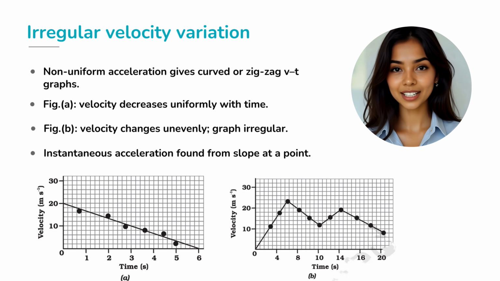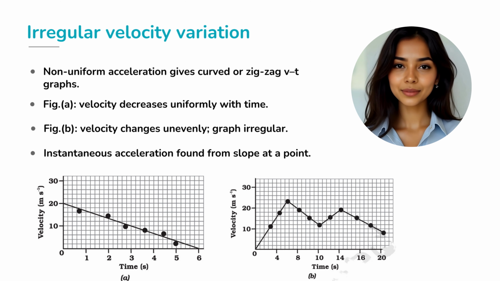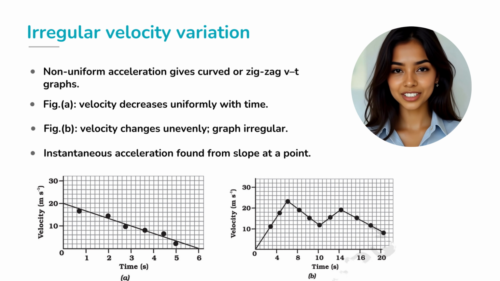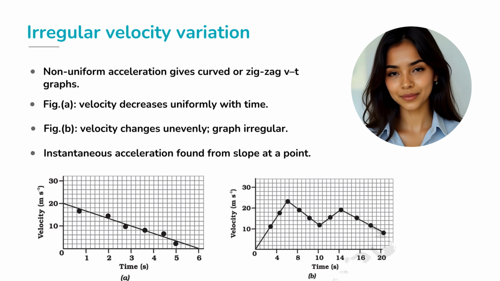Finally, if the acceleration is not uniform, the velocity-time graph can take irregular shapes. For example, Fig. A shows a straight line sloping downwards, that's uniform deceleration, velocity decreasing steadily. Fig. B shows a zigzag line, velocity changing unevenly, first up, then down. In such cases, instantaneous acceleration is obtained by looking at the slope at a specific point on the curve.